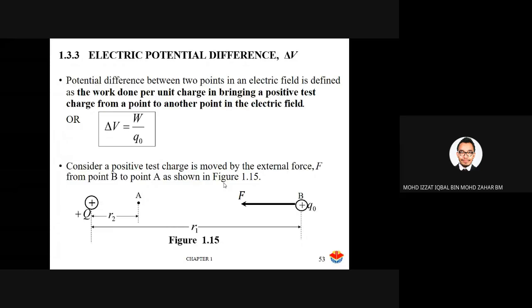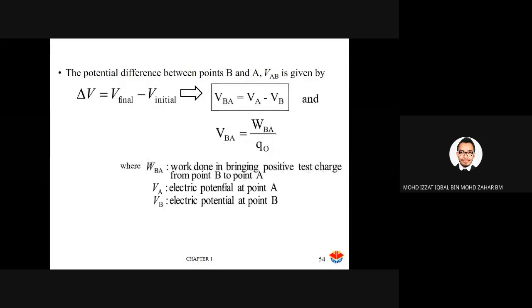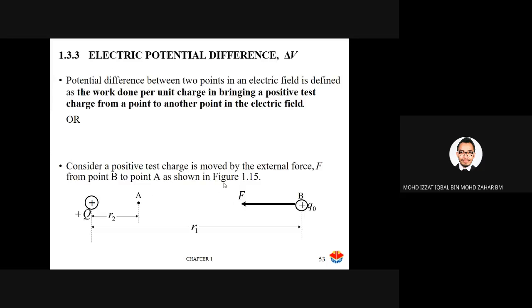Consider a positive test charge is moved by the external force F. So this one, saya dah tunjuk masa yang dekat V tadi punya definition. They just want to consider a positive test charge moved by external force F from point B to point A, B ke A. Cuma kalau yang tadi tu, I give example of infinity to point A. Kalau yang ni dia a point to another point, that's the difference lah, delta V.